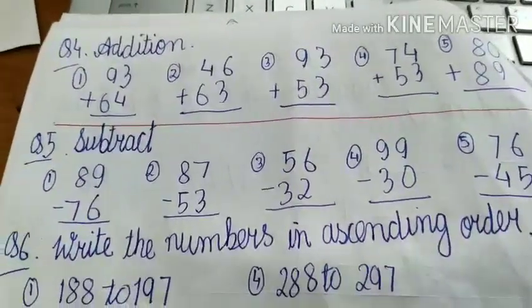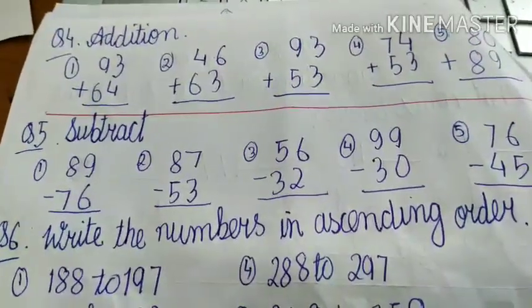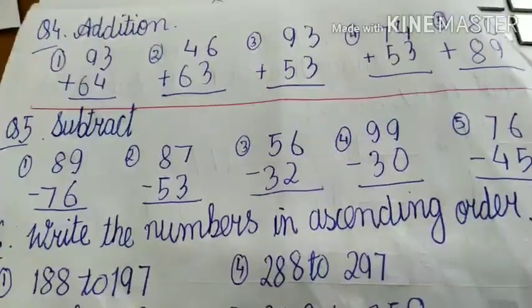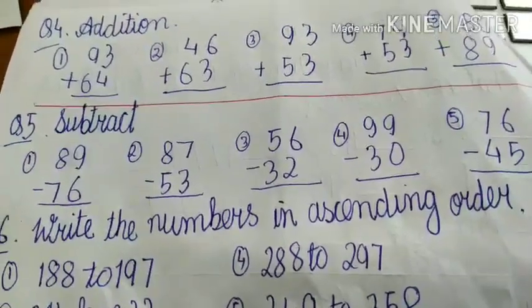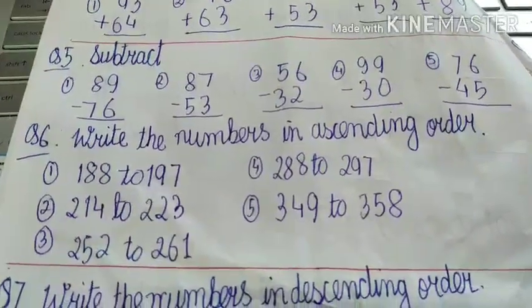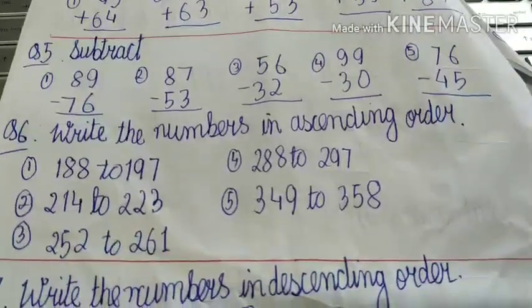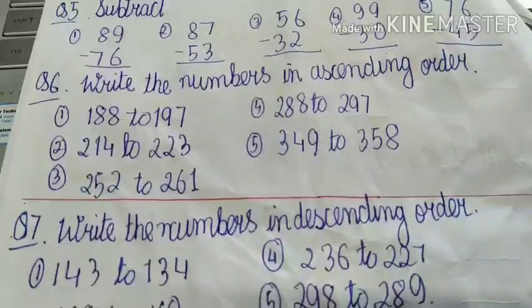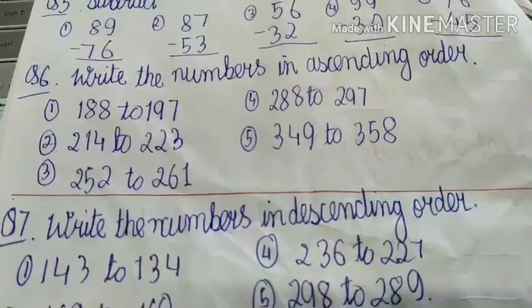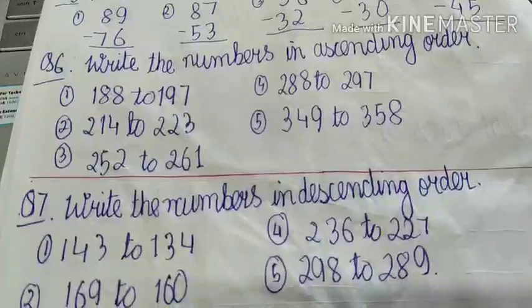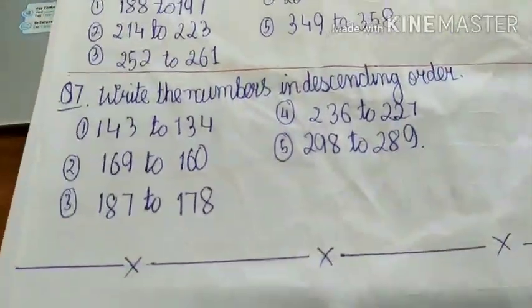Additions. Addition plus: 93 plus 64, 246 plus 63, 39353, 7453, 8089. Subtract: 89 minus 76, 87 minus 53, 56 minus 32, 99 minus 30, 76 minus 45. Question number 6. Write the numbers in ascending order: 188, 197, 214, 222, 23, 253, 261, 288, 297, 349, 2358. Write the numbers in descending order.